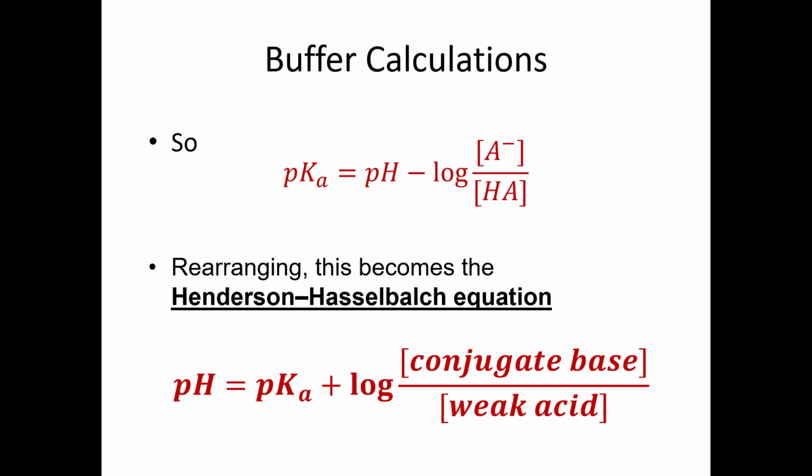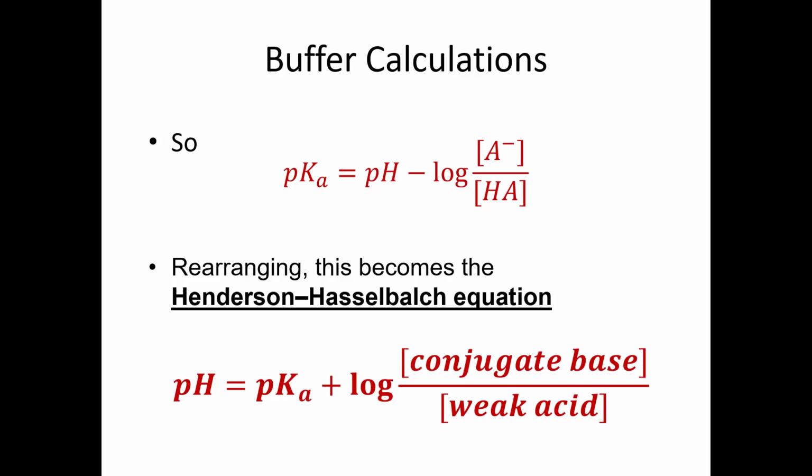Then the Henderson-Hasselbalch equation is: the pH of a buffer equals the pKa plus the log of the conjugate base over the weak acid, where now I've written it out instead of HA and A minus, because it's always conjugate base over the weak acid, or conjugate acid over the weak base. And this equation is wonderful. It's incredibly helpful for calculating the pH of buffers.